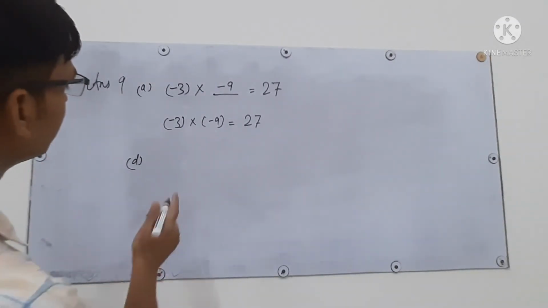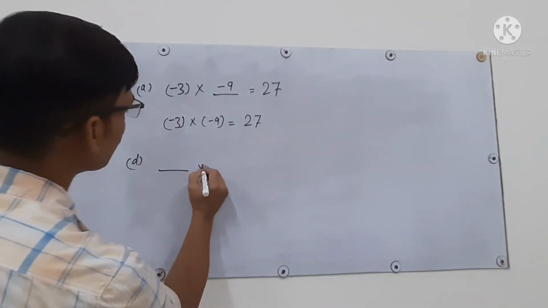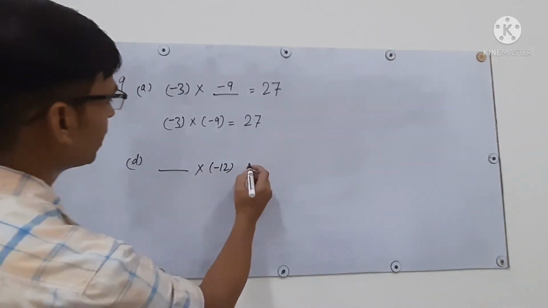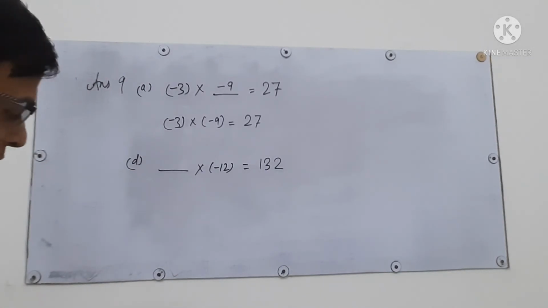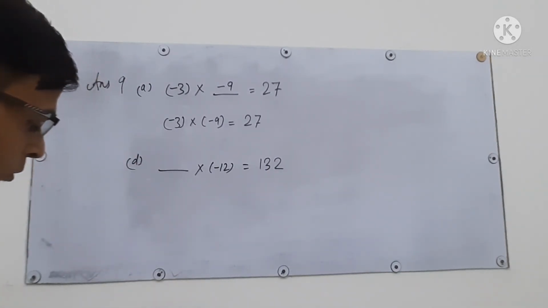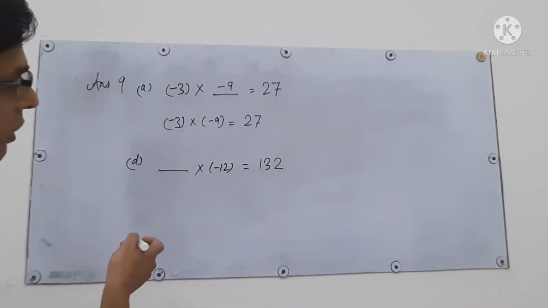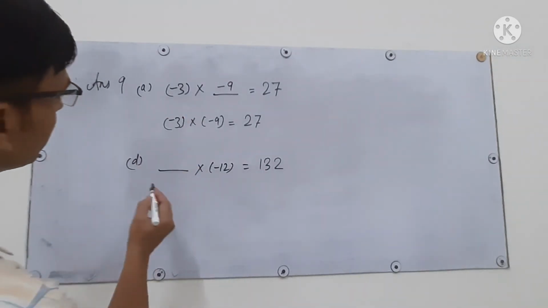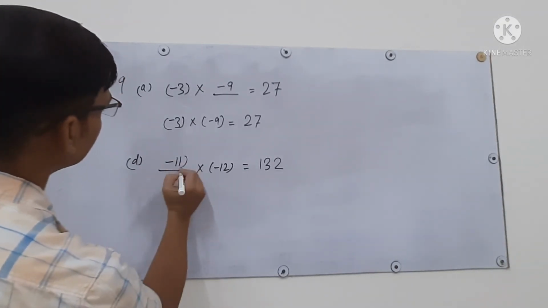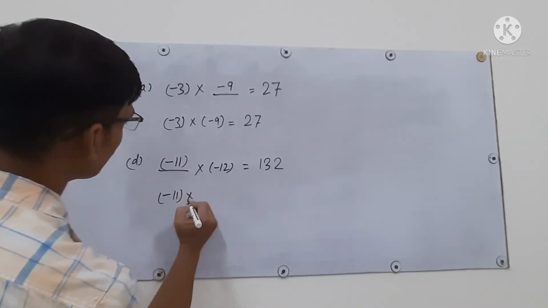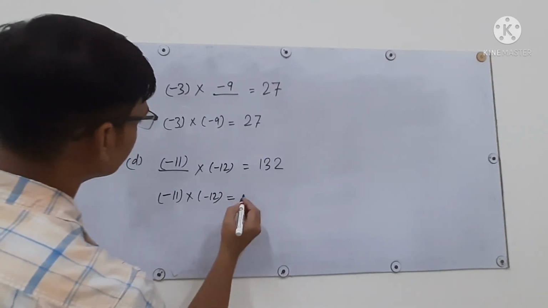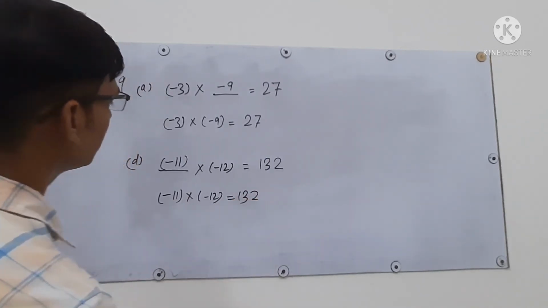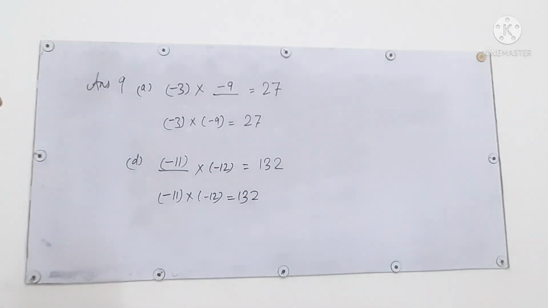So I am just doing part D here. In part D it is given blank cross -12 equals 132, and we have to fill in the blank. What will come here? Here the result is positive and -12 is negative, so the number here will be negative, just like part A. It will be -11. Why -11? Because -11 cross -12 will be minus times minus is plus, and it will be 132. Or simply you can divide by 12 and get your answer. So you can note it in your notebook also.